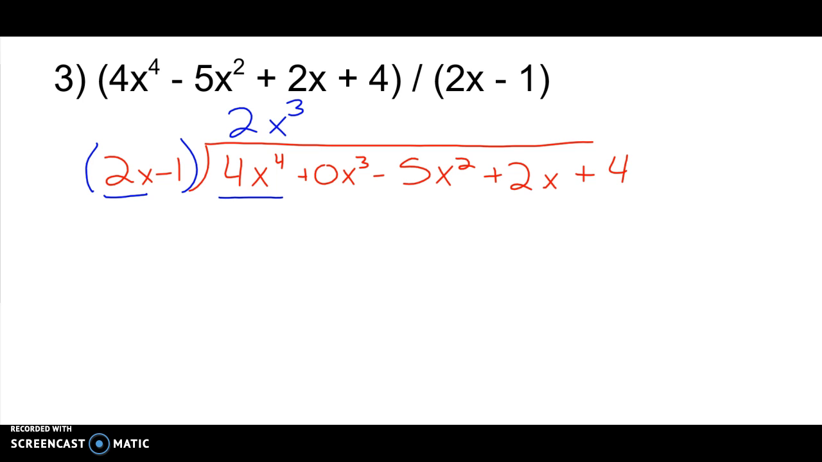Then what happens from elementary school with that number up top? It gets distributed through the divisor in front. So 2x cubed times 2x is what? 4x to the fourth. Now remember, those should always be the same if you do this right, because they'll cancel. And don't forget to also multiply 2x cubed times negative 1. So we get negative 2x cubed.